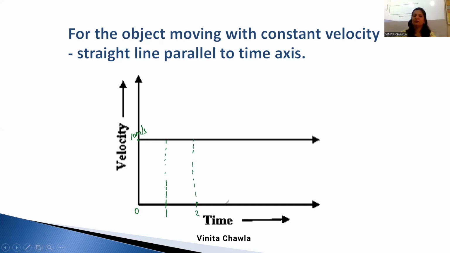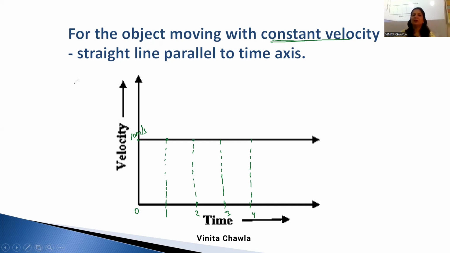Even after 3 seconds and 4 seconds, we get the same velocity of 10 meter per second. It's constant with time. So the object is moving with constant velocity, and therefore it is not accelerating. An object accelerates only when we have changing velocity. If the velocity is changing with respect to time, then the object accelerates. But if the object is moving with constant velocity, then it is not accelerating.